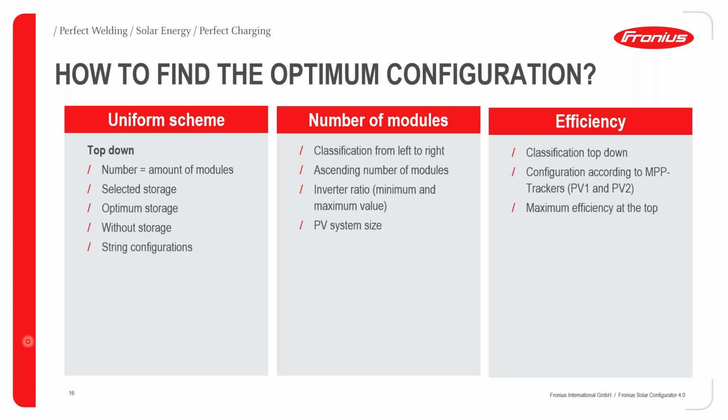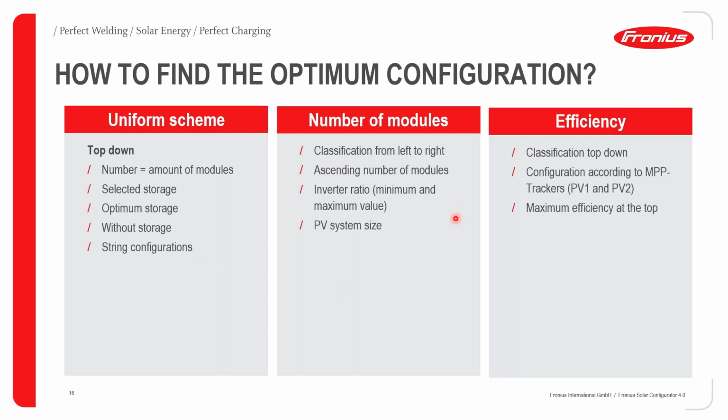Okay, so the next question would be, how do we go about finding the optimum configuration? So the first part of it would be getting the uniform scheme, and this is done by a very top-down approach. So we start with the amount of modules. We then go to the selected storage, optimum storage. We then select with or without storage, and we'll then be given a whole list of string configurations.